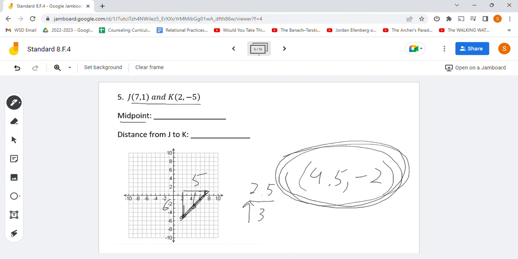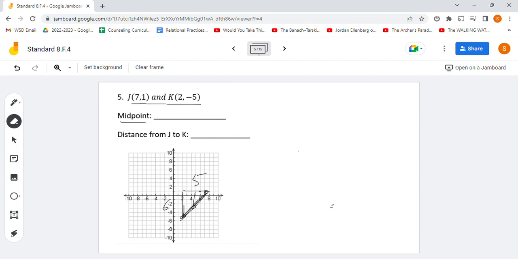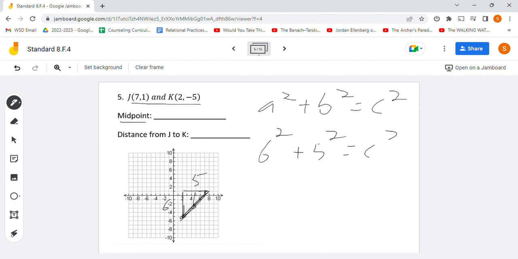Alright, now we're going to find the distance from J to K. Here we need to use the Pythagorean theorem or the distance formula. Those are variations of the same thing. So Pythagorean theorem is a squared plus b squared equals c squared, and our legs have units of 6, so we get 6 squared, and 5, so we get 5 squared, equals c squared. 6 squared is 36, 5 squared is 25, and we're going to add those together. 36 plus 25 is 61.